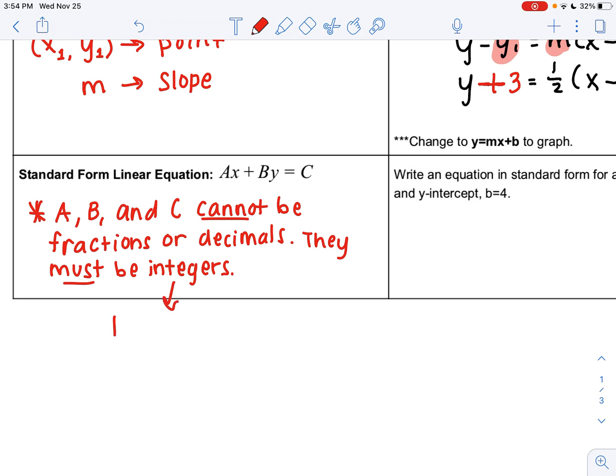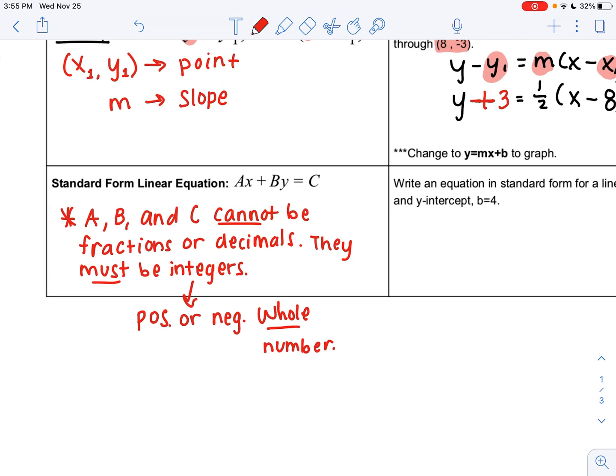An integer is a positive or negative. Positive or negative. I'm just going to write pos or neg. Okay, for positive or negative, whole number. That's what an integer is. Or 0, but we're not going to have it be 0.